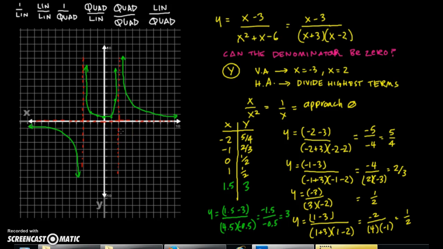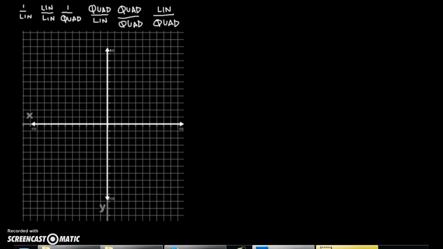So that is the situation of a linear over quad where you know that the denominator can be 0. But what if the denominator can't be 0? What kind of situation would that look like even? So let's give an example here. What if we had y equals x minus 3 over x squared plus 1.